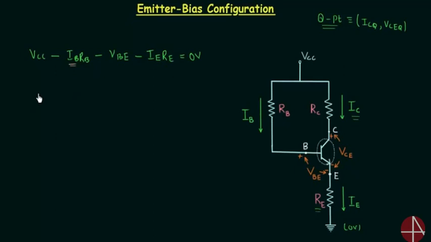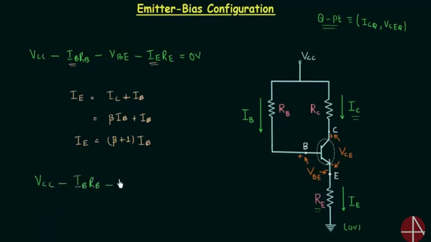Once we have IB, we can easily calculate the collector current IC. We already know the emitter current IE is equal to IC plus IB, and IC is equal to beta times IB. So the emitter current is simply equal to beta plus 1 times the base current. We can replace IE by beta plus 1 IB so that we can calculate the base current IB.